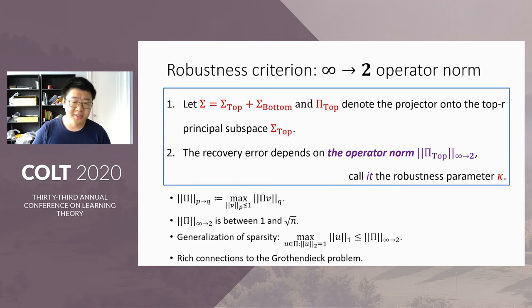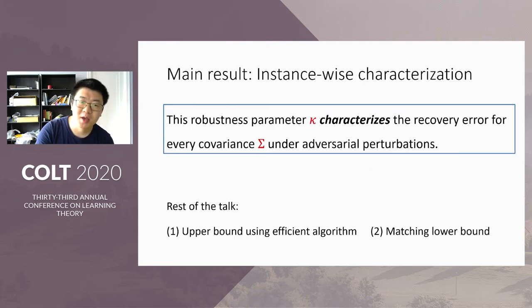As I said, the rest of the talk will be based on this robustness criteria, so let me repeat it one more time. We will consider the projection onto the top principal subspace, and we will study the relation between the recovery error and the infinity to 2 operator norm of this projection. Our main result, roughly speaking, is to show that kappa gives an instance-wise characterization, namely the robustness parameter characterizes the recovery error for every covariance matrix sigma under adversarial perturbations. In the rest of the talk, we will first see an upper bound using efficient algorithms and a matching lower bound.